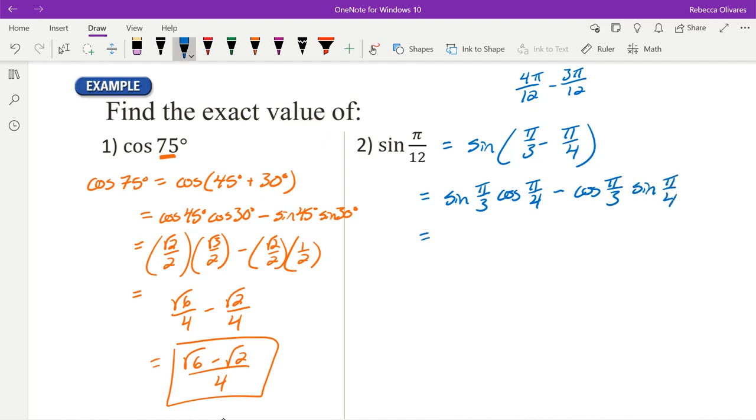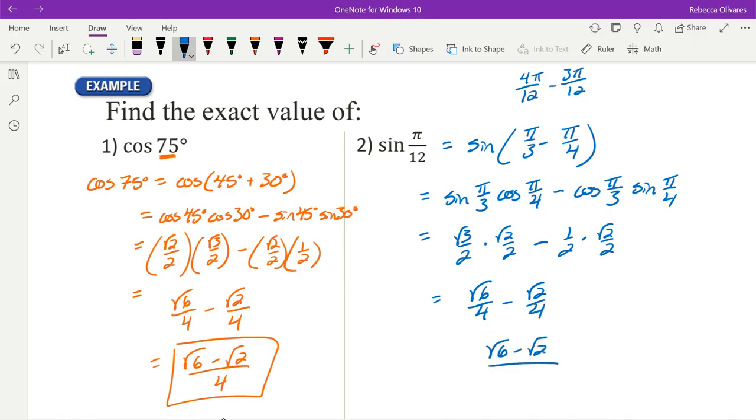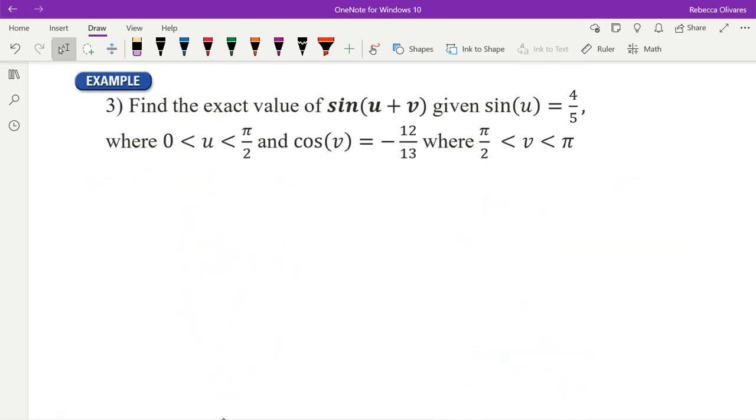And the sine of pi over 3 is the square root of 3 over 2. Cosine of pi over 4 is the square root of 2 over 2. Cosine of pi over 3 is 1/2, and sine of pi over 4 is square root of 2 over 2. So here we're going to have the square root of 6 over 4 minus the square root of 2 over 4. Well, wouldn't you know it, it's actually the exact same answer as our previous problem. And that happens sometimes.